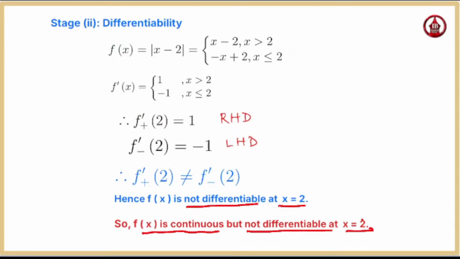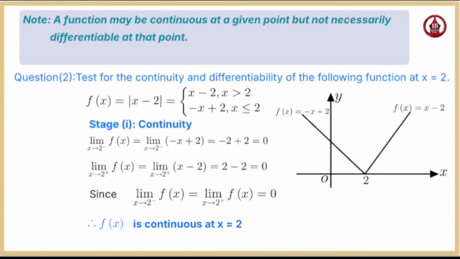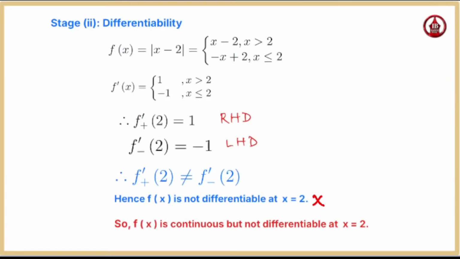So see, as I told you, a function may be continuous but not necessarily differentiable at the given point. So this is the example of that, because this function is continuous but not differentiable, okay. So I hope you understood from the two examples. I know that I am getting late.